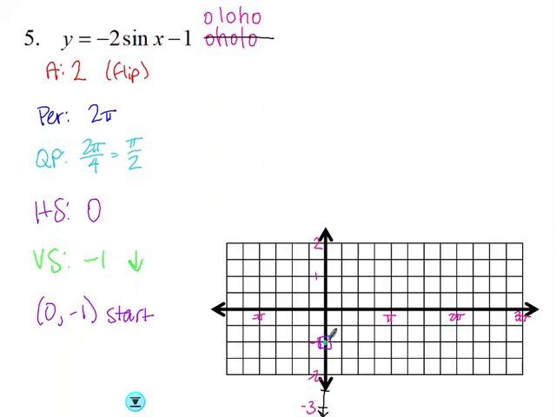So we're going to start in the box. The quarter period is pi over 2, so we're going to go over pi over 2. Then go low. Since our amplitude is 2, I'm going to go down 2. Then go over another pi over 2, back to the 0. Then go over pi over 2 and up 2 since our amplitude is 2. So there is the graph of our function.